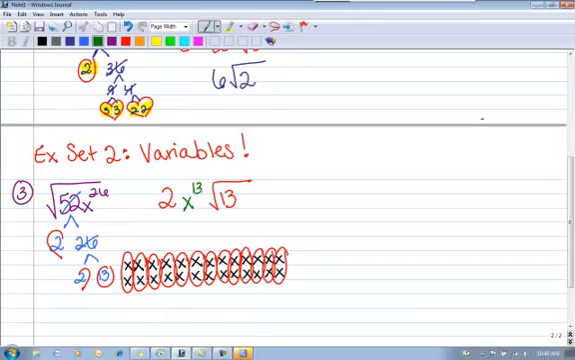And if you notice anything special about this, 13 is actually half of 26. Now that's because you're taking the square root, so you're looking for pairs of x's. So you take 26 and divide it by 2 and you get 13. Okay, so my final answer is that I have 2x to the 13th times the square root of 13. And I am finished with that problem.